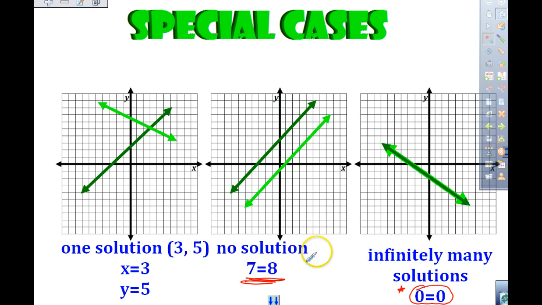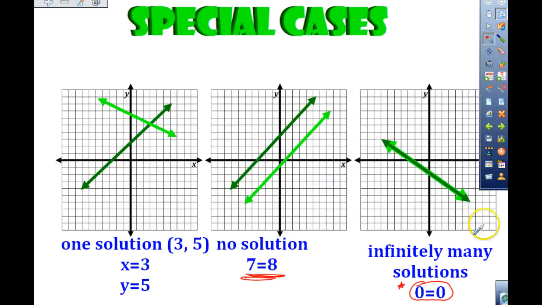You can't do a check for no solution because you're checking to see if your solution's correct, but if there is no solution, it's impossible to check for it. Infinite solutions means you can technically check, you could just pick any number, because they're all solutions. You could pick any x, any y, and they all work. So it's up to you, but not really necessary.